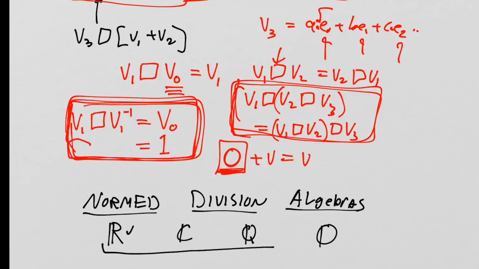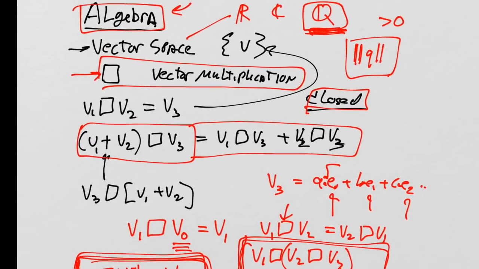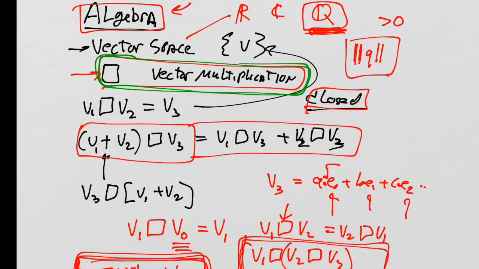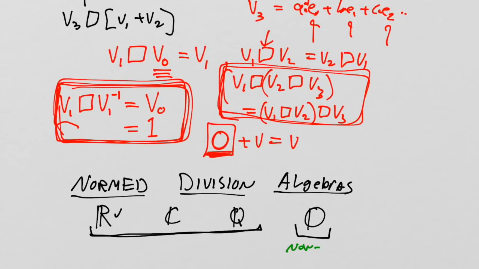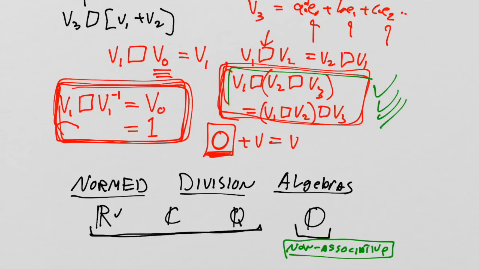Now, of these 4, only these 3 fit the definition of a field. And the reason is because in the octonions, the vector multiplication property fails to be associative. So this is non-associative. And that means it can't be a field, because a field is, by definition, associative, right? A field has to be associative. So you have 4 normed division algebras, 3 of which are fields.